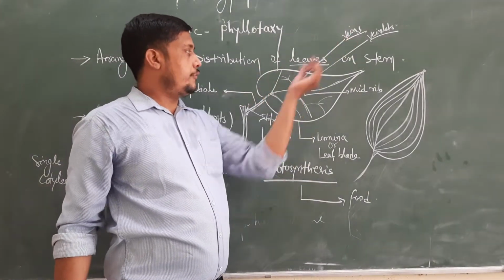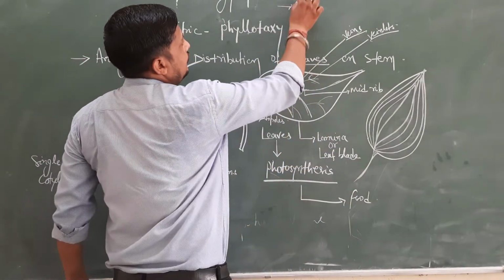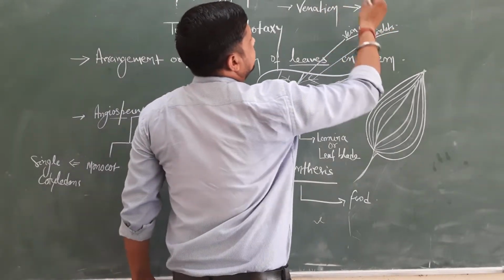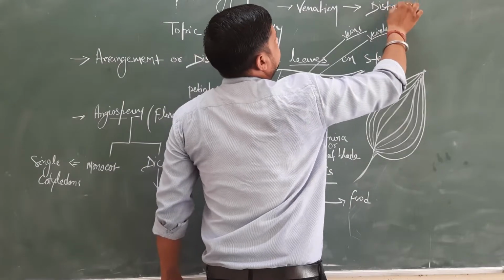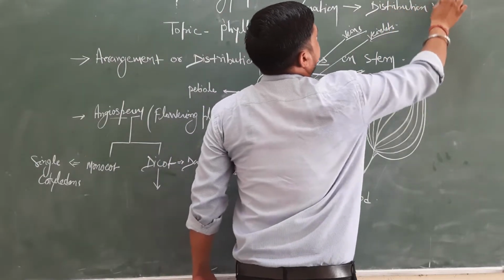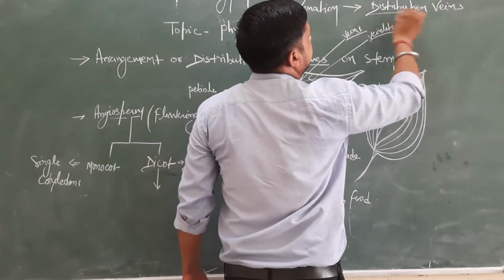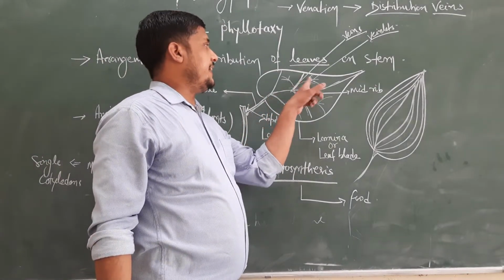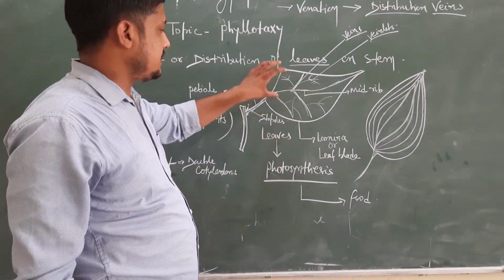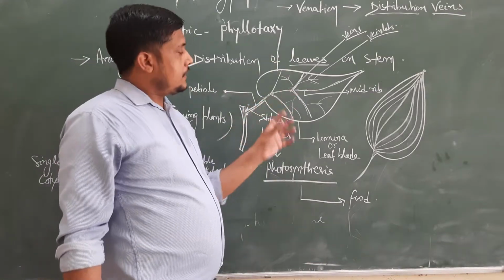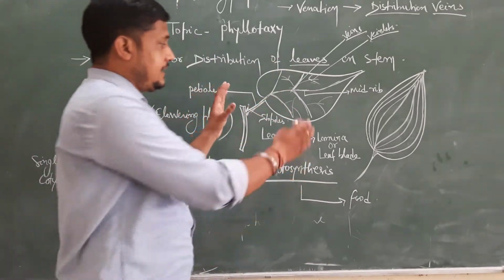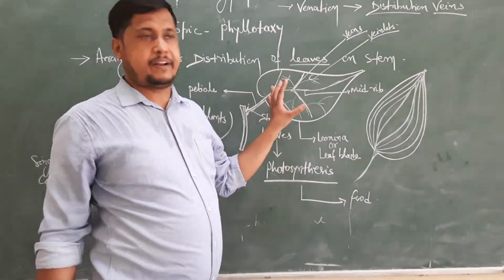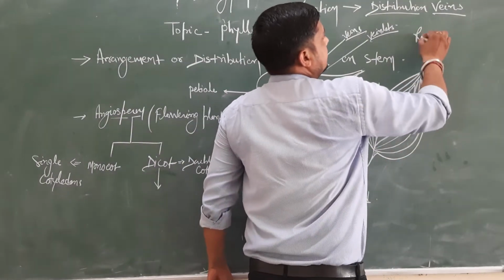So that type of venation, what is venation? Venation is the arrangement of veins, the distribution of veins. Distribution of veins having primary, secondary, tertiary. This type of leaf is basically the example of dicotyledonous leaves. So this type of venation is called reticulate venation.